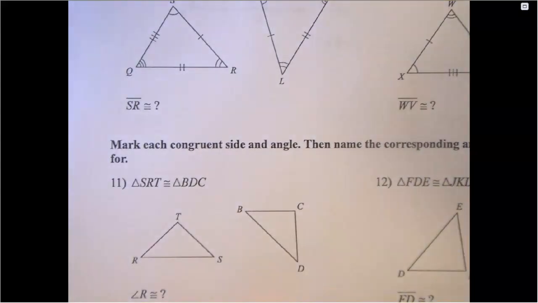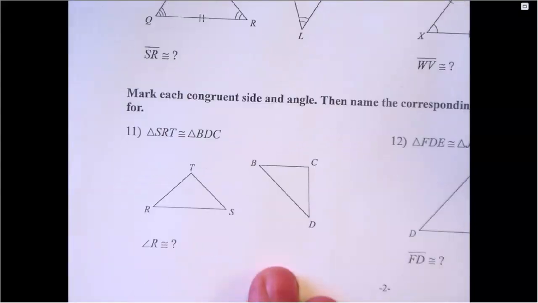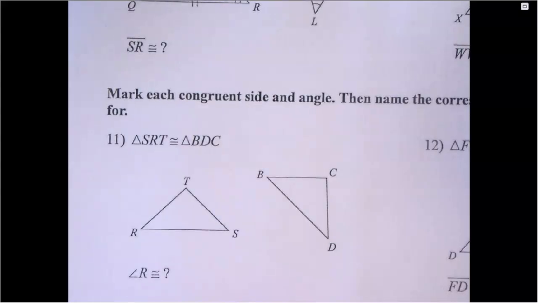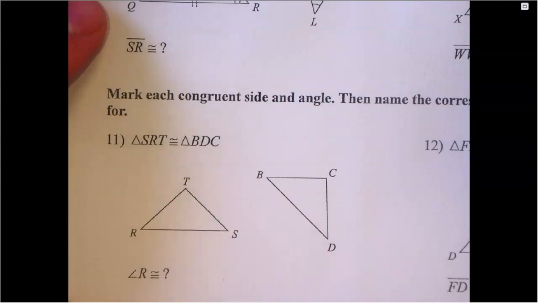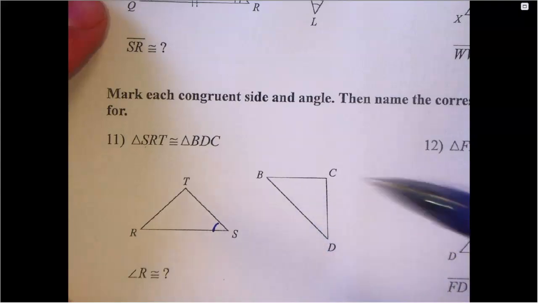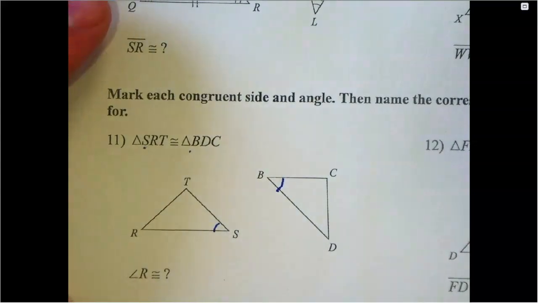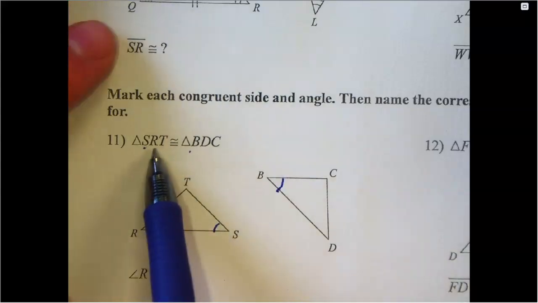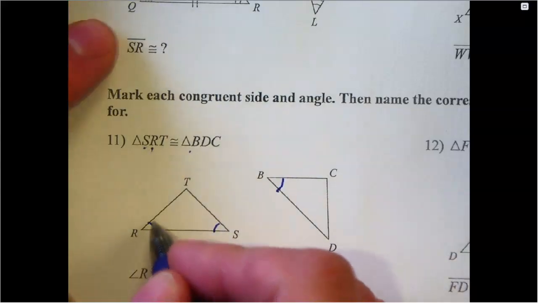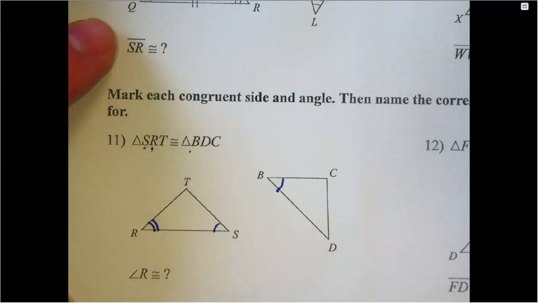Now they're giving you the triangle, and you gotta mark the angle. So the order matters. You gotta pay attention. I'm gonna do angles first. The first angle they gave me is S. So I'm gonna put one arc. Which letter in the other triangle should also have one arc? First letter, S and B both get one arc. Second letter is R. I'm going to put two arcs there. And two arcs where else?